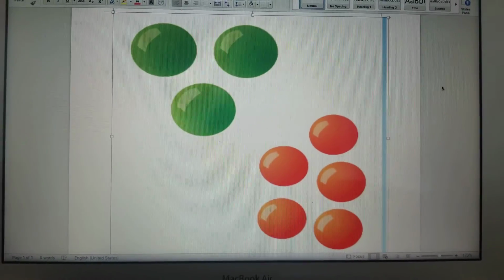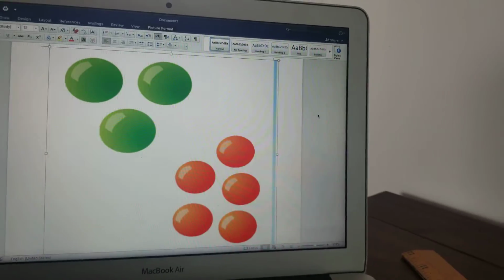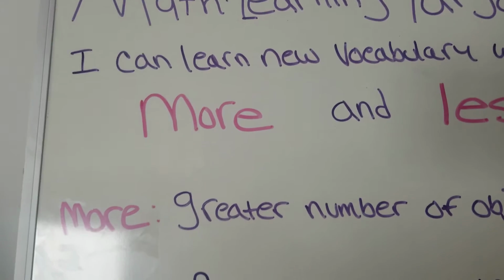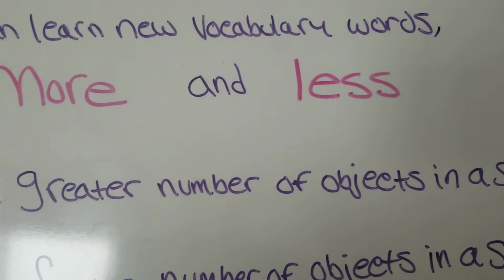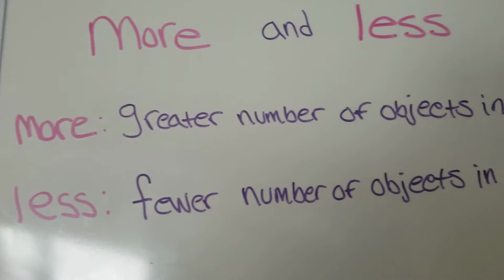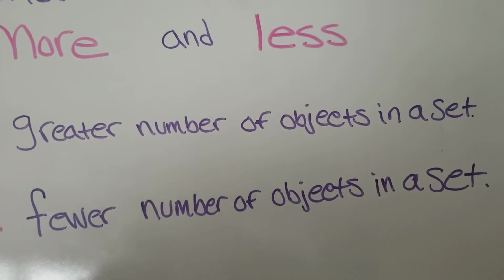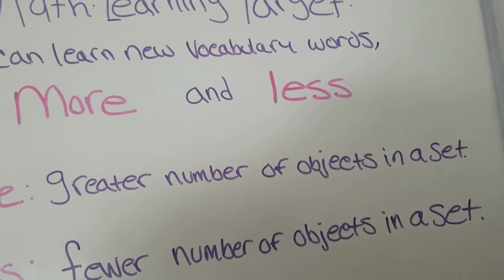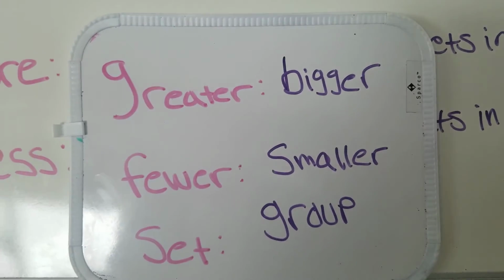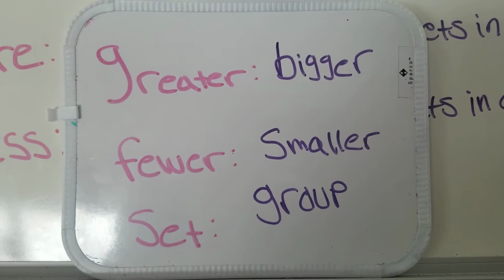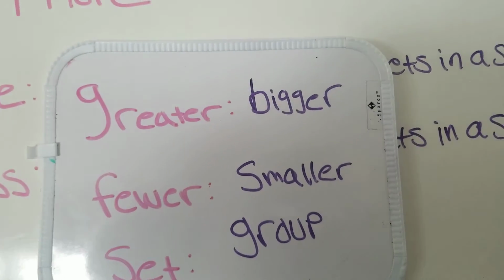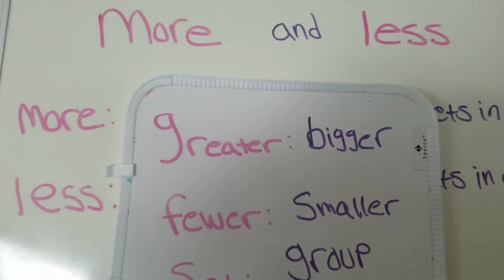Let's take a look again at our vocabulary. We're learning about more and less. More means the set has a greater number of objects. Less, the set has a fewer number of objects. So if we want to get even further into our vocabulary, the greater set has a bigger number, the fewer set has a smaller number, and a set is a group of objects. So let's take another look at a set.